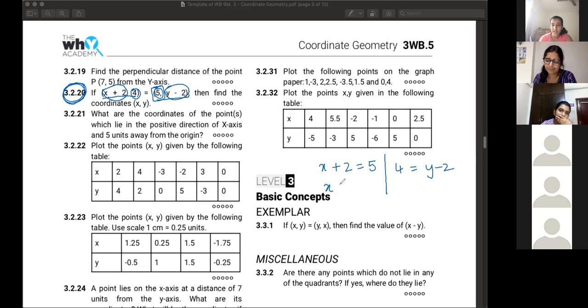5 minus x is equal to 5 minus 2, which is equal to 3. So the value of x will be equal to 3.